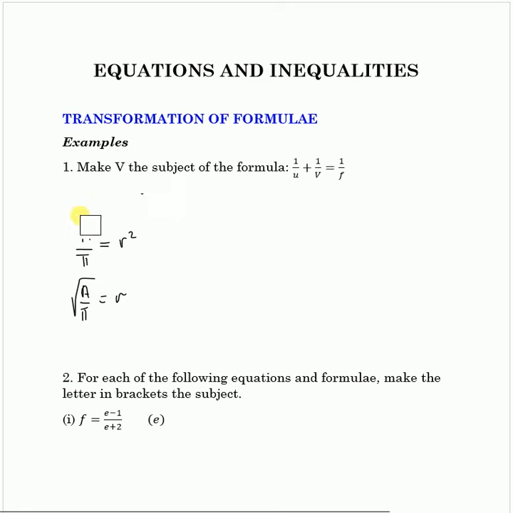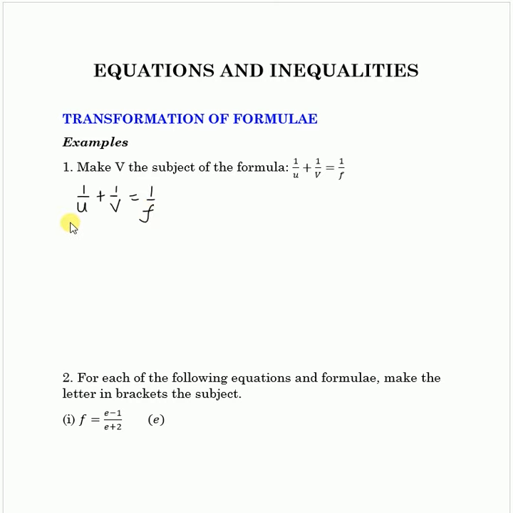So we have examples. They have given us examples here. The first one is make v the subject of the formula. This is the formula they have given us. And we can make v the subject of that formula. There are a number of ways we can do it, and the one I'm going to give you here is one of them. You have 1 over u plus 1 over v equal to 1 over f.